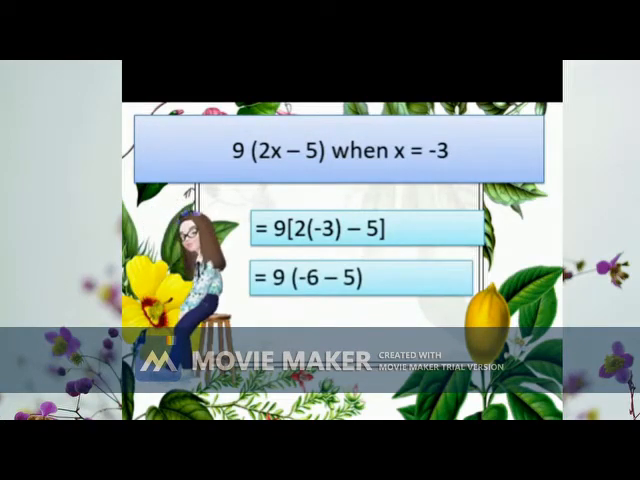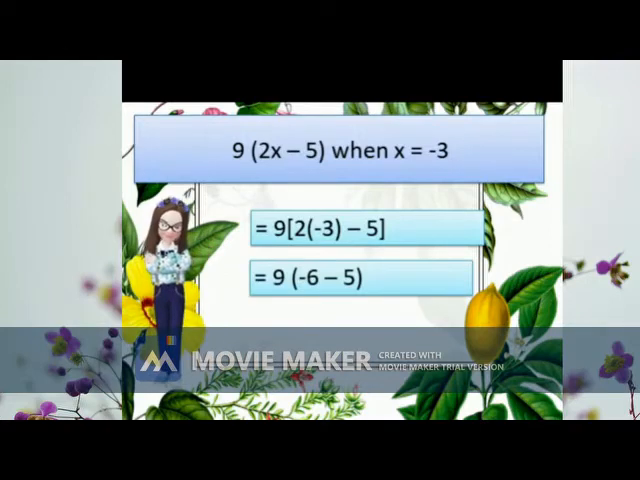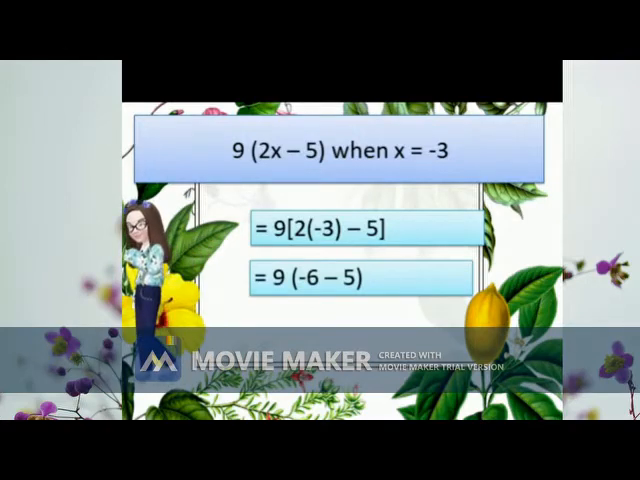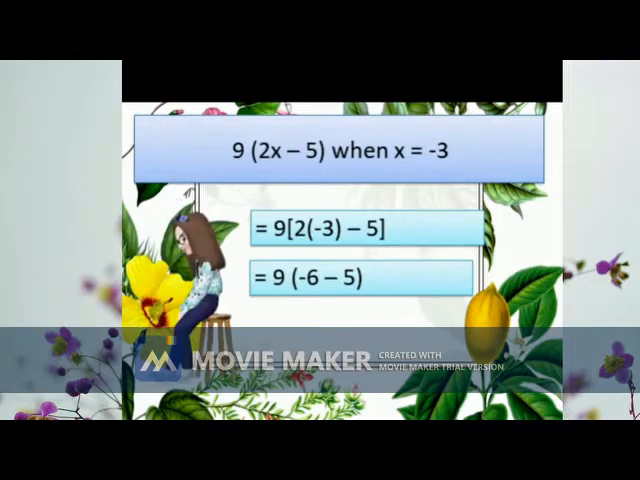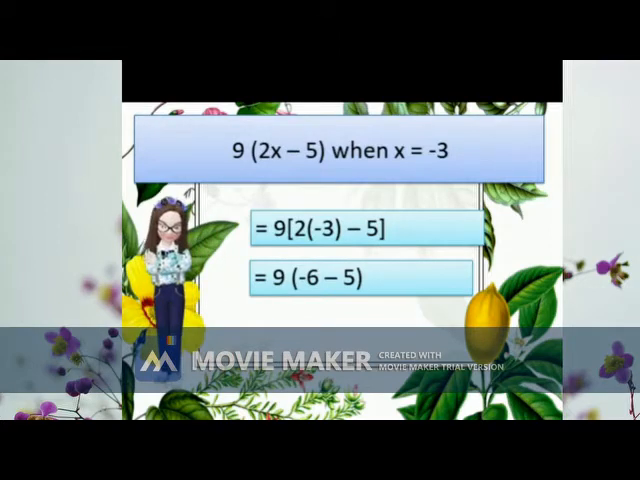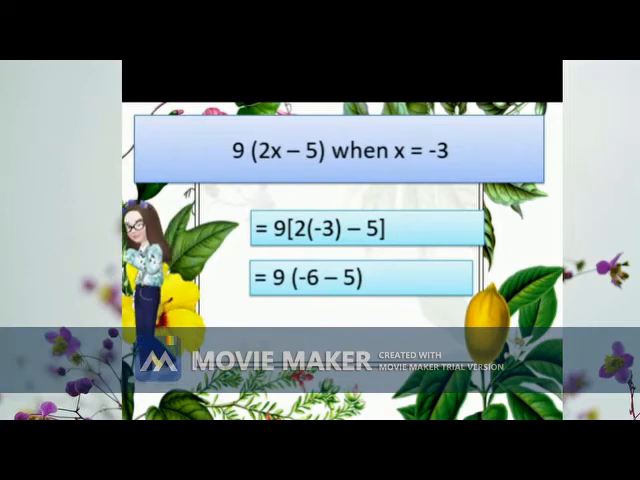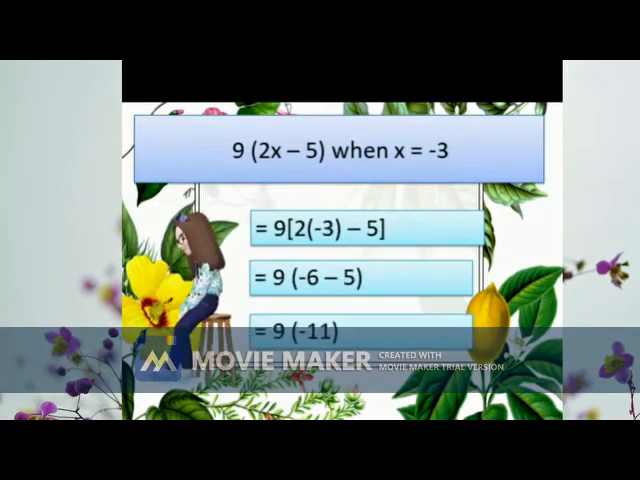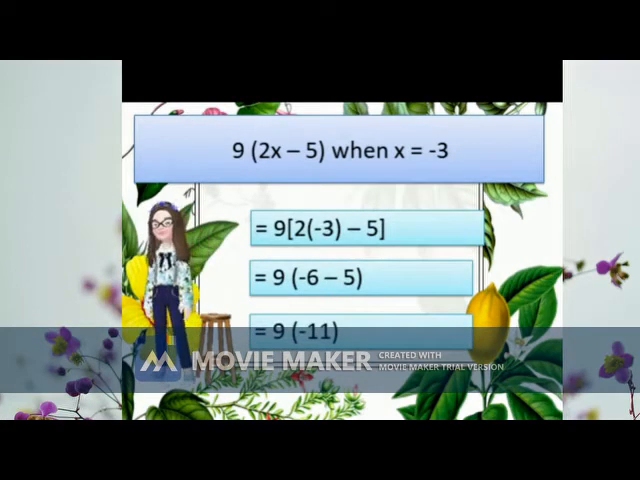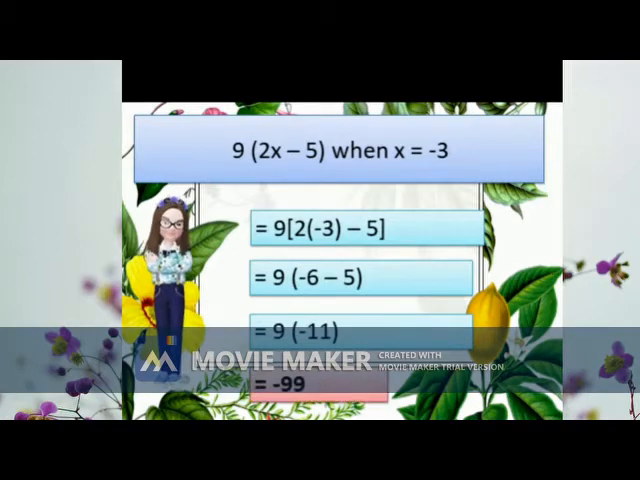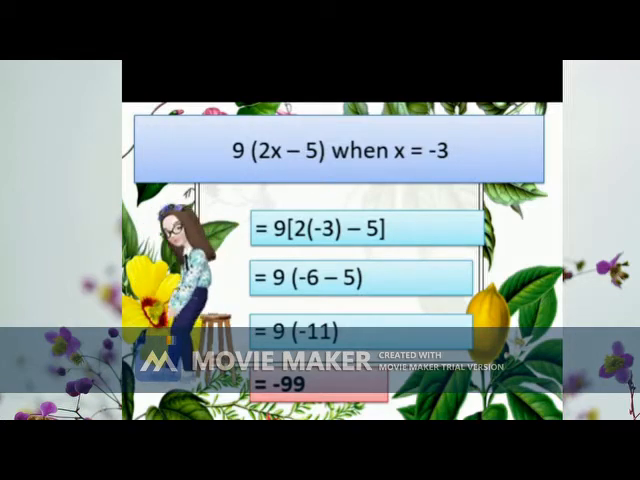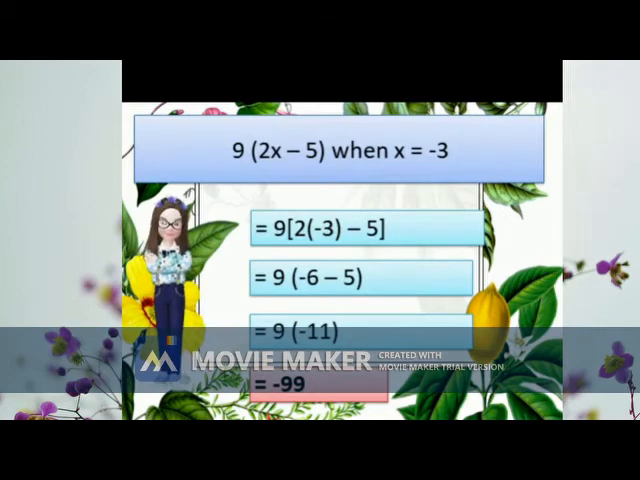So we'll have negative 6 minus 5. After putting that in the parenthesis, that's the first thing to do again. Negative 6 minus 5 will give you negative 11. So you will have 9 times negative 11. Then your final answer will be negative 99. And so when I'm going to look at your output, I want to see this kind of solution, the step-by-step process.